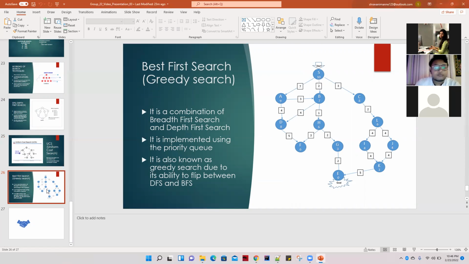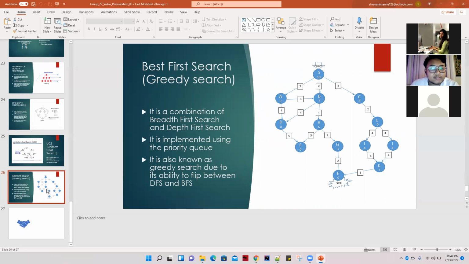Finally, we have best first search, which is also known as greedy search. It is a combination of BFS and DFS. It is just like UCS, using a priority queue. It is called a greedy search because of its ability to flip between DFS and BFS, which helps to find the best and the quickest path. It always selects the path which appears best at the moment.